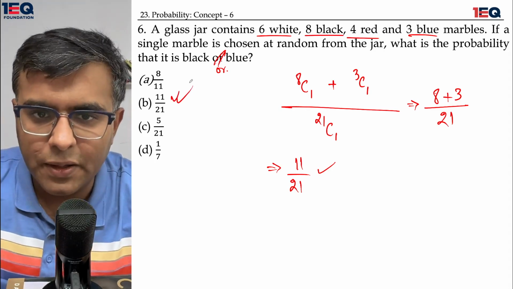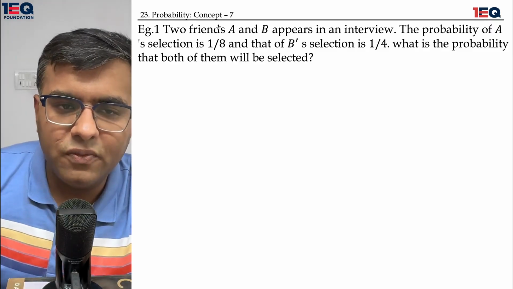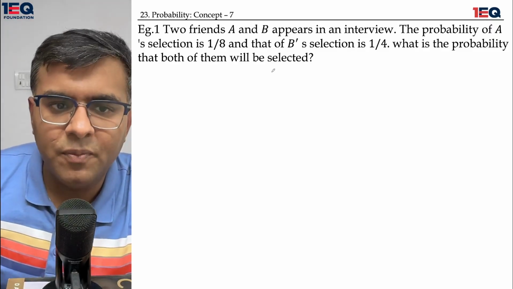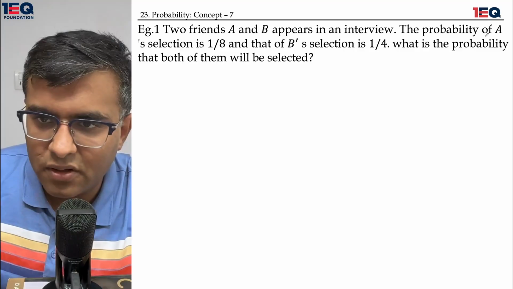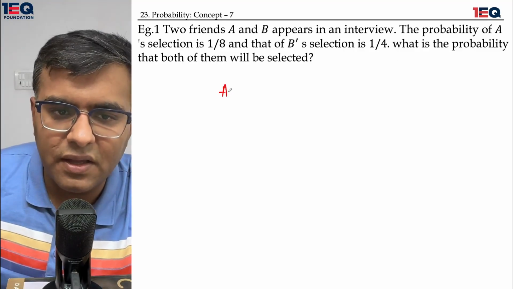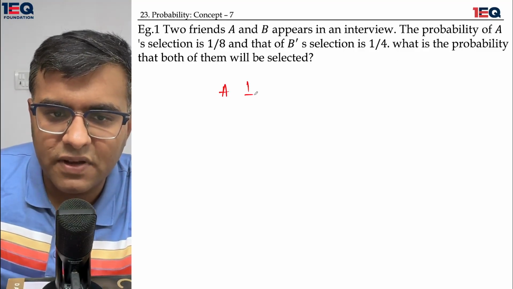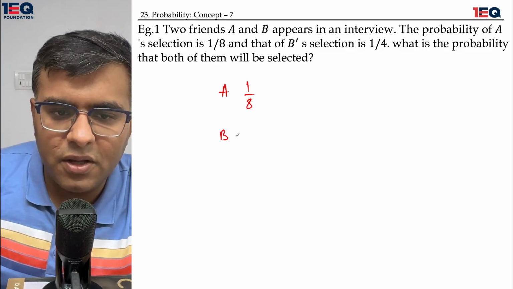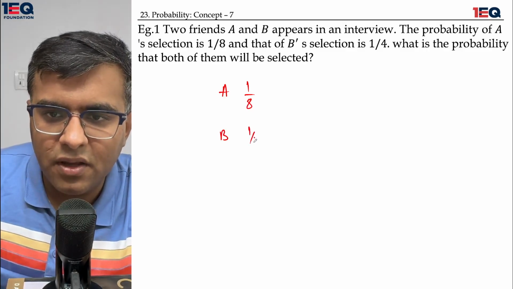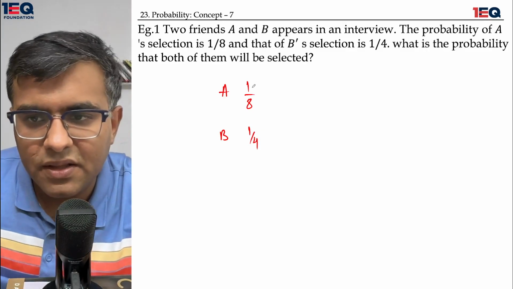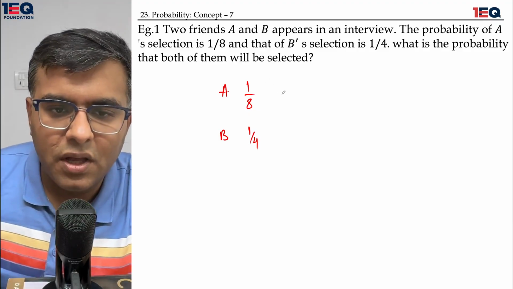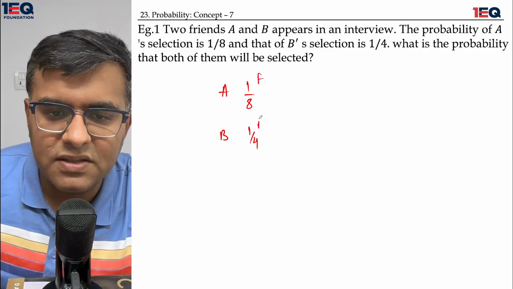So I'll move ahead. Two friends, now these are miscellaneous questions, okay? Two friends A and B are appearing for an interview. The probability of A being selected is 1 by 8. The probability of B being selected is 1 by 4. What is the probability that both of them will be selected? This is a favorable case. This is a favorable case.